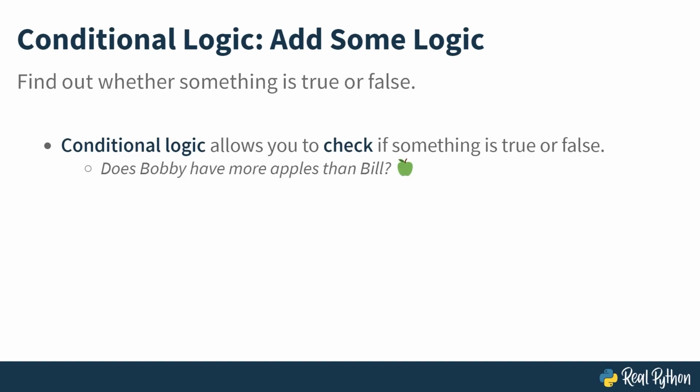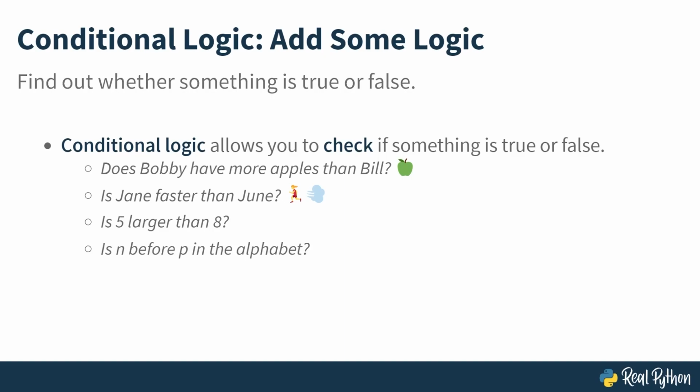So, it involves questions like, does Bobby have more apples than Bill? Is Jane faster than June? Is 5 larger than 8? Well, that's something that we know to be false. Is N before P in the alphabet? That's something we know to be true. Basically, when you're writing conditional logic in Python, you're looking to reduce some values into a true or false, and usually do that by comparing them and combining them with other statements.